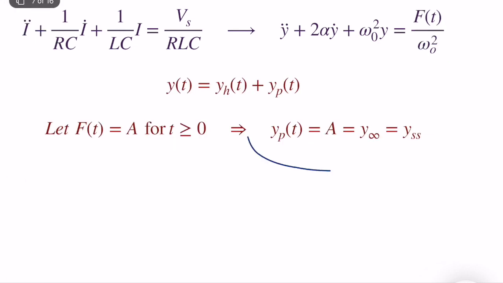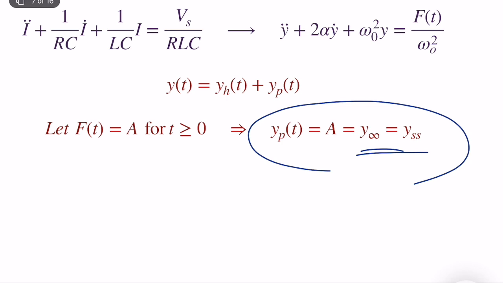Let's check this. The y steady state, or y infinity, is the value of that variable as time goes to infinity. And we know that we can compute this variable without even finding the ODE, by just analyzing the circuit, because we know that a capacitor acts like an open circuit and an inductor acts like a short circuit. We can compute this value without computing the ODE.